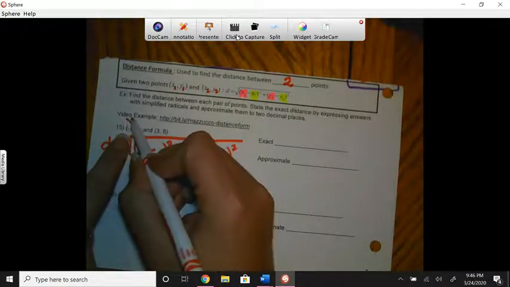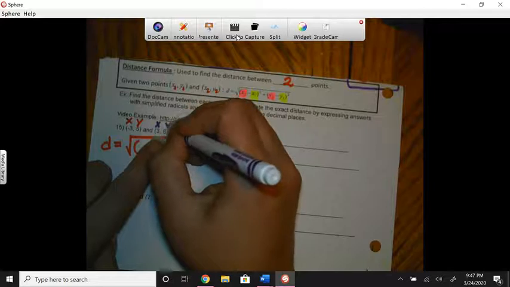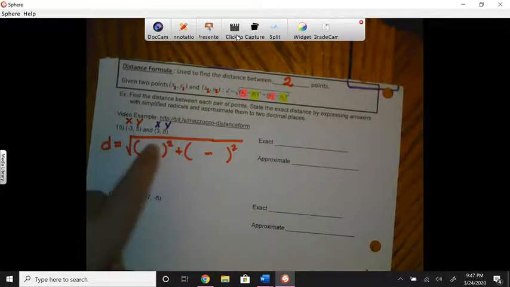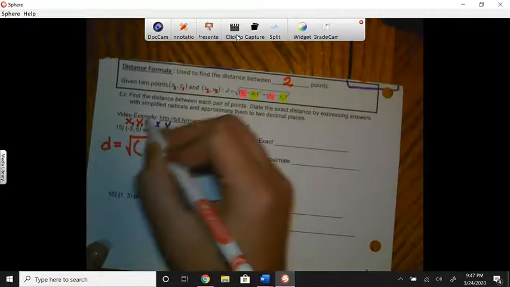So you're going to pick which one is the first ordered pair. Both of these points have x first and y second, so you have to pick which one is x1 and y1. I'm going to have this be the first ordered pair and then this be the second ordered pair.